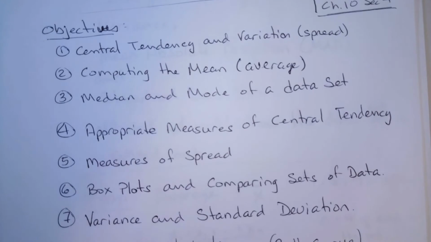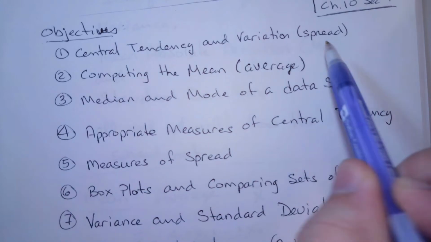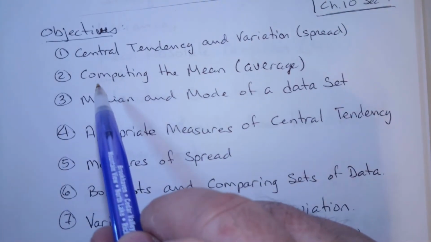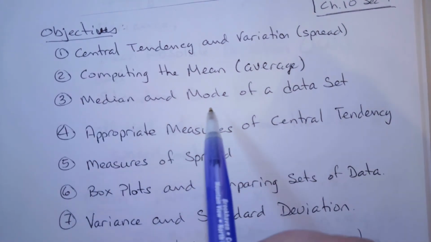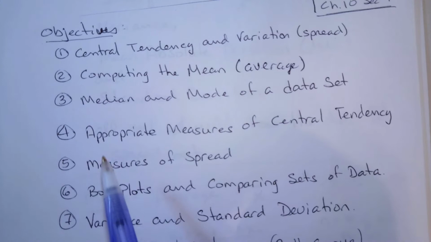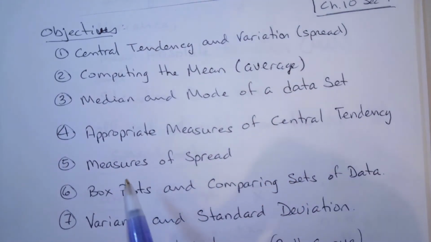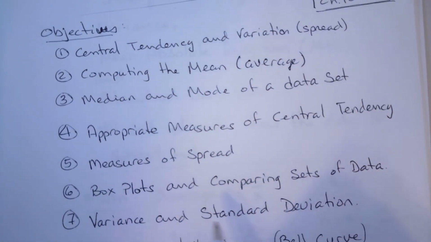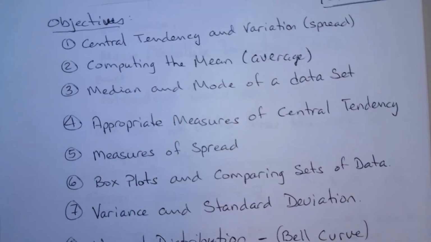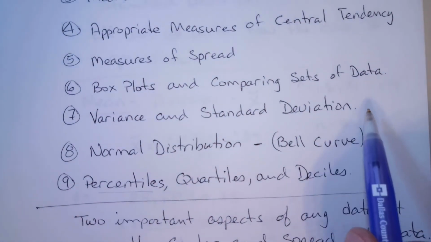Our objectives for this section are: 1. We're going to discuss central tendencies and variation, or the spread of the data. We're going to compute the mean, or the average. We're going to find the median and mode of a data set. Then we're going to approximate measures of central tendencies. We're going to discuss the measures of spread, box plots, how to make box plots and use those to compare data sets over the same range. Then we're going to discuss variance and standard deviation of a data set.